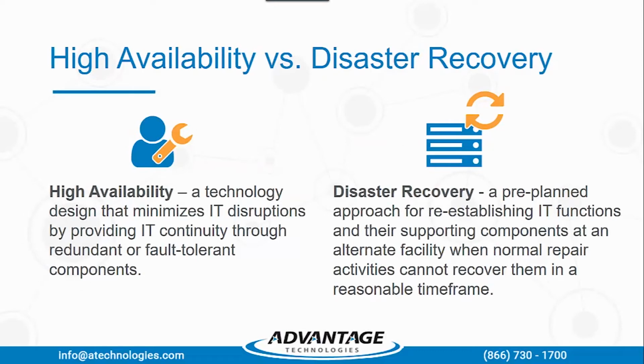So first, let me explain the difference between high availability and disaster recovery. High availability is a technology design that minimizes IT disruptions by providing IT continuity through redundant or fault-tolerant components. Disaster recovery is a pre-planned approach for reestablishing IT functions and their supporting components at an alternative facility when normal repair activities cannot recover them in a reasonable time frame. RightFax supports both high availability and disaster recovery, and during this presentation we'll go into details on both.